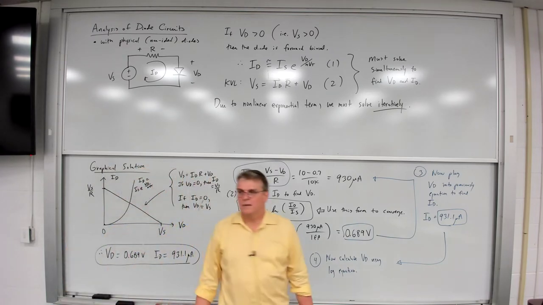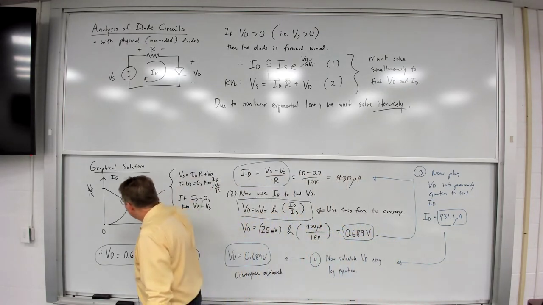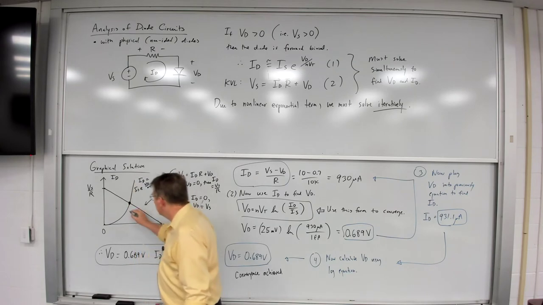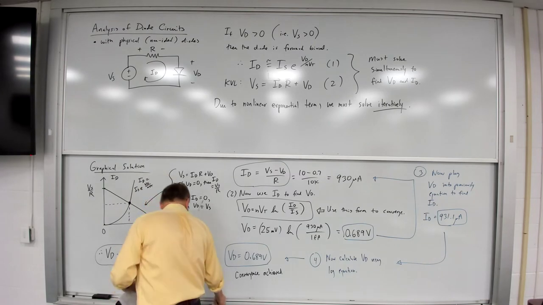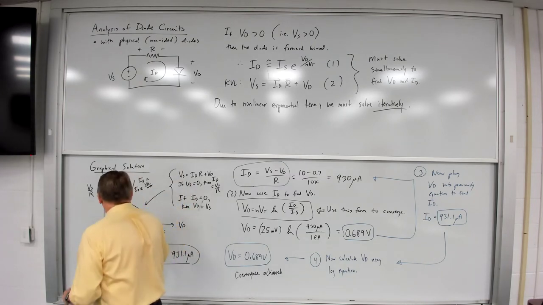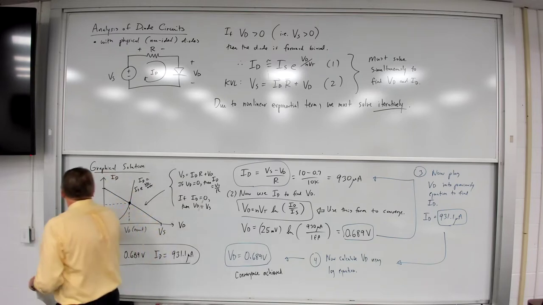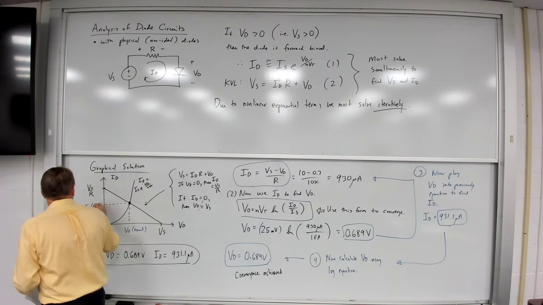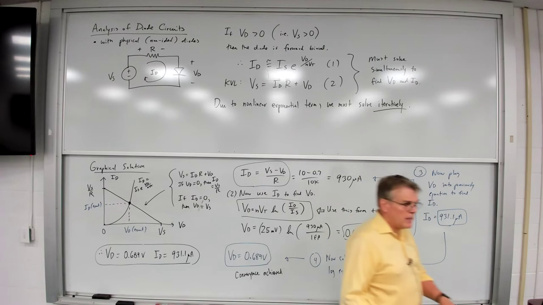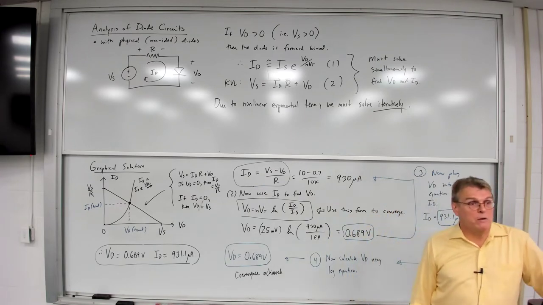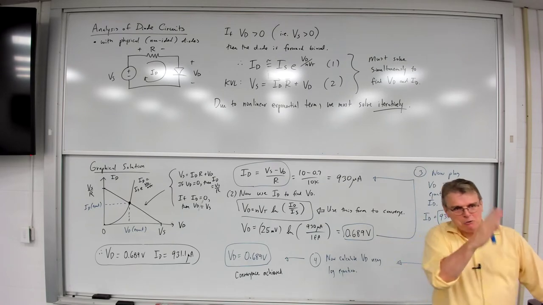And I plot that. So that's the second equation. The intersection of these two lines is my VD versus ID. So you can actually do these kinds of solutions in a literally graphical format if you wanted to. And again, it all comes down to how carefully you can draw the curves and how accurate you want to be when you draw them.